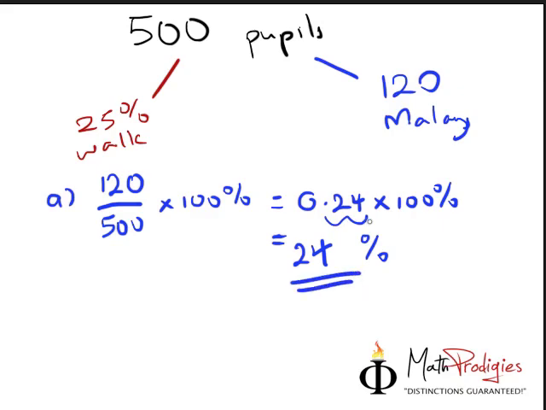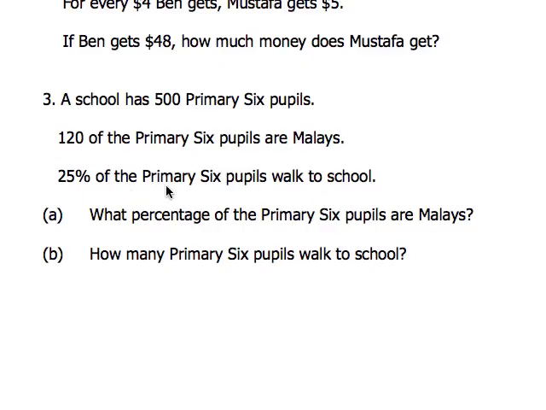Now, what I don't want you to get confused is, since they say 25% of primary 6 pupils walk to school, that means 25% of the primary 6 pupils or primary 6 Malay pupils walk to school. They didn't say that. So don't do that. Don't try to be smart.